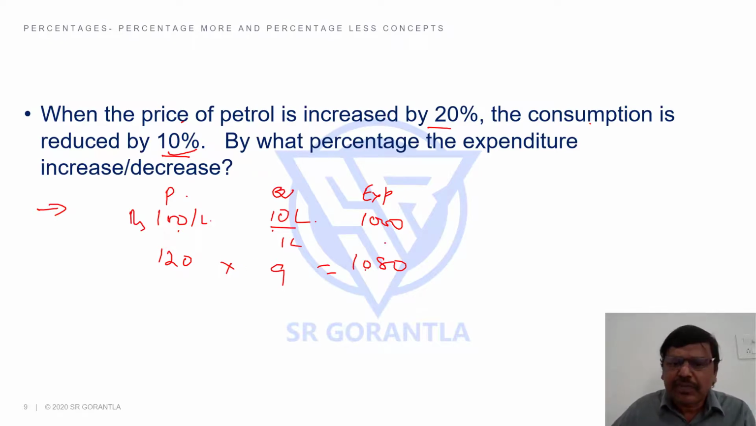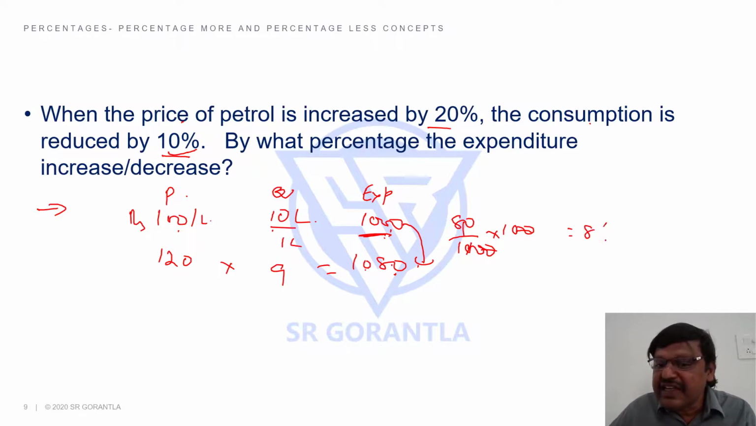1080. So 1000 rupees is the original expenditure. New expenditure is 1080. How much is it increasing? 80 rupees. 80 is the increase from 1000. 80 by 1000 into 100. If you see, students, 8% is the increase. This is one approach.